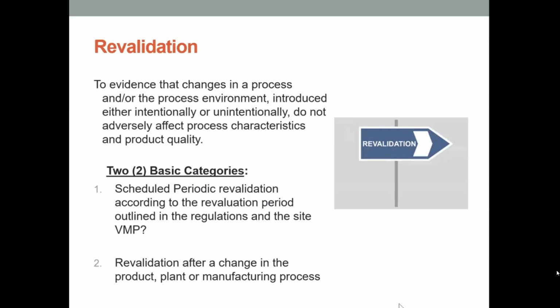Revalidation. To evidence that changes in a process and or process environment, introduced either intentionally or unintentionally, do not adversely affect process characteristics and product quality. So you have two basic categories for when revalidation might occur. The first one is if you have in your validation master plan scheduled periodic revalidation. So you might say something is so important that we need to revalidate it every 2 years, every 4 years, every 6 months, whatever. And you would outline that from the regulations, or it might come from the site validation master plan. The second reason would be from your change control process, so where you would have revalidation after a change to the product, the plant, or the manufacturing process.